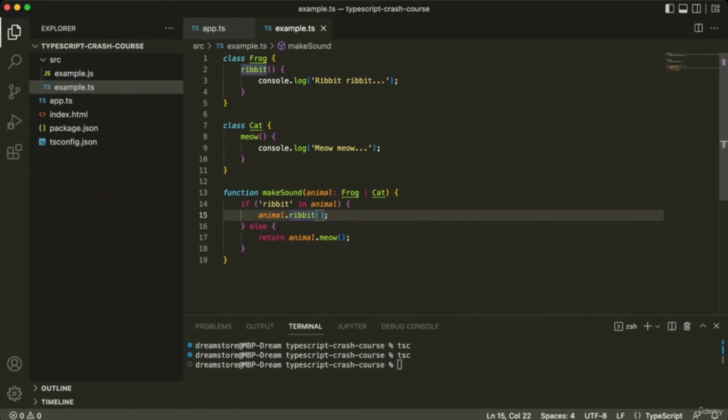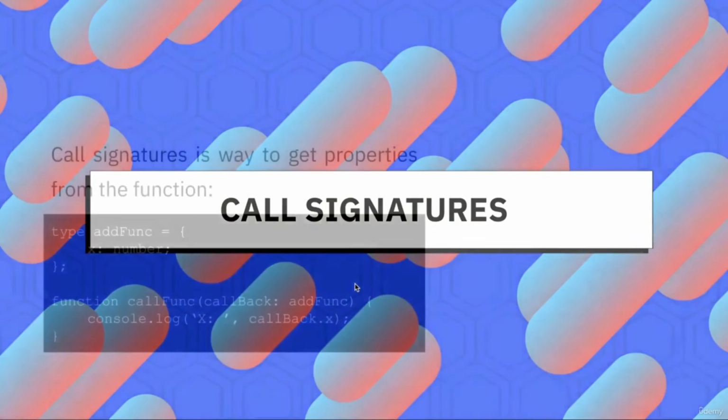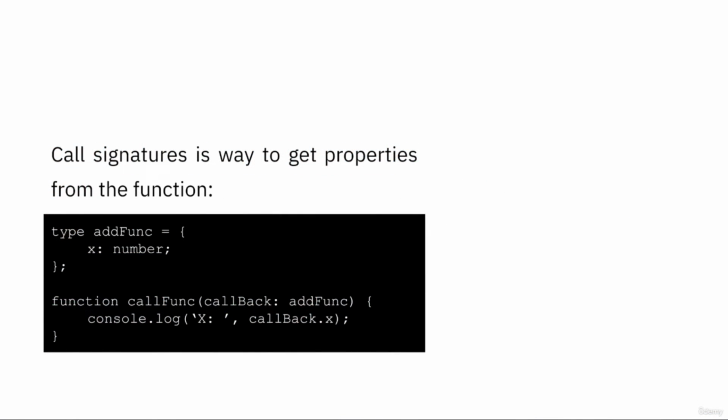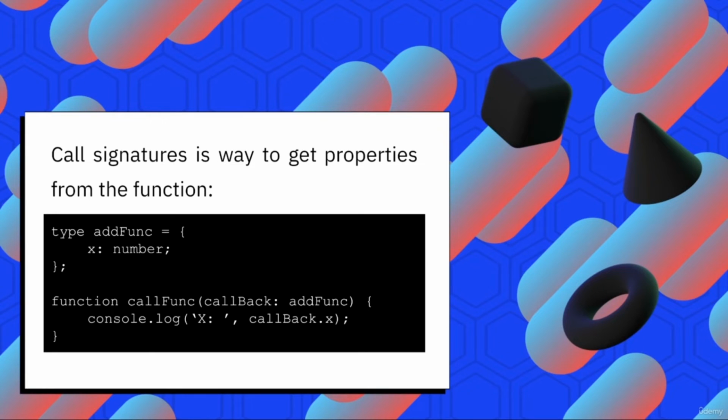And now let's move on to the next topic that is named call signatures. Call signatures is a way to get properties from the function. So you can see here one example where I have a type that is named addFunc. This type has one variable that is named x. This variable has number type, and next we see a function that is named callFunc, and inside this function there is one variable that is named callback, and this variable has the type of addFunc.